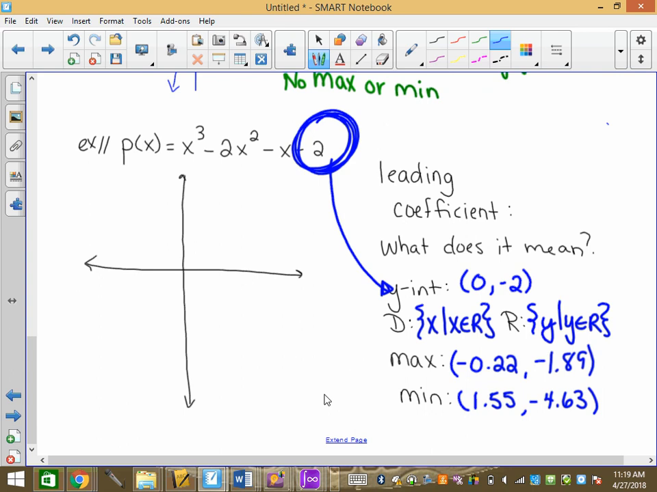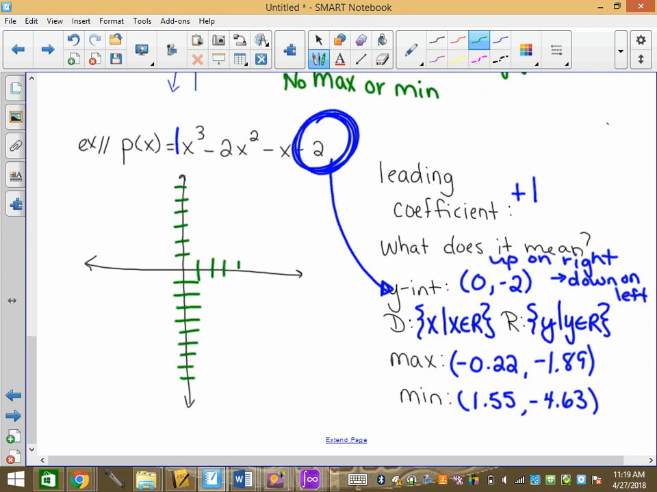My leading coefficient is +1, which means it's up on right. And because it's a degree 3, that also means it's down on left because they're in opposite places. Okay? So I know I have, it's going to be very much of a sketch because those aren't even straight. Okay, so I have a y-intercept at -2. I have a maximum at -0.22 and -0.819. And a minimum at 1.55 and -4.63. Somewhere around here, let's say.